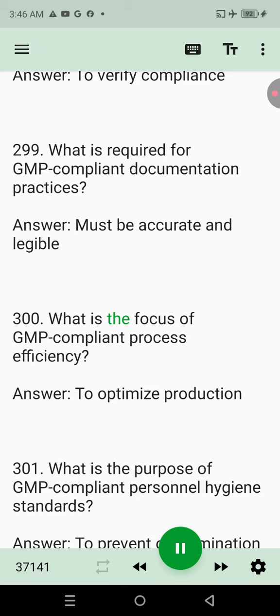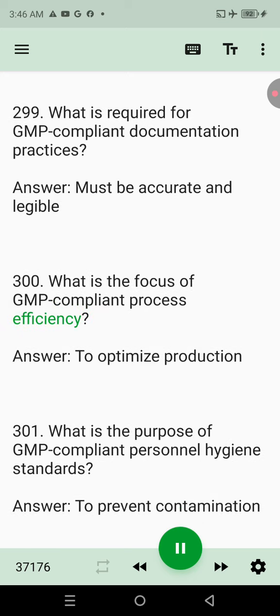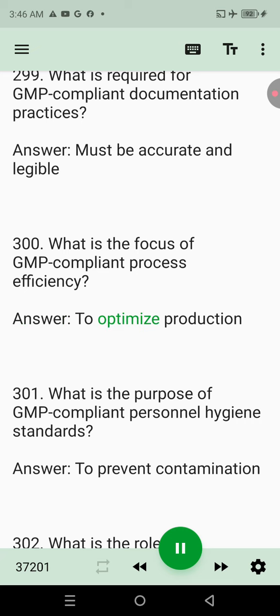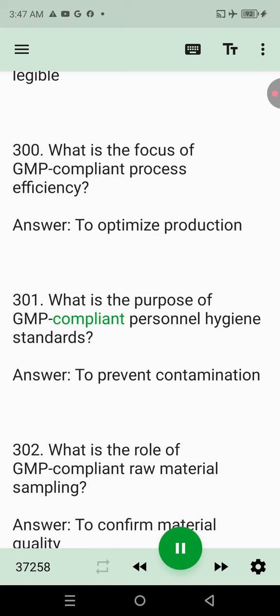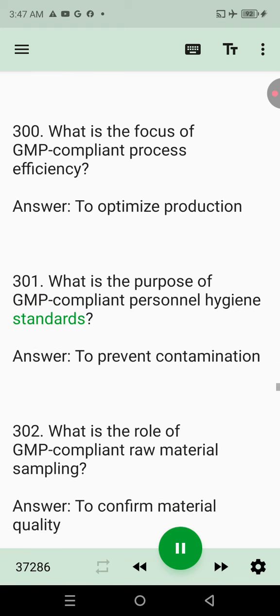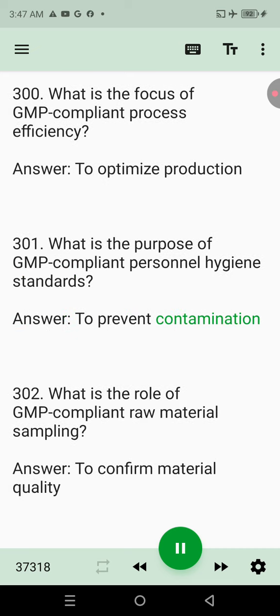300. What is the focus of GMP-compliant process efficiency? Answer: to optimize production. 301. What is the purpose of GMP-compliant personnel hygiene standards? Answer: to prevent contamination.